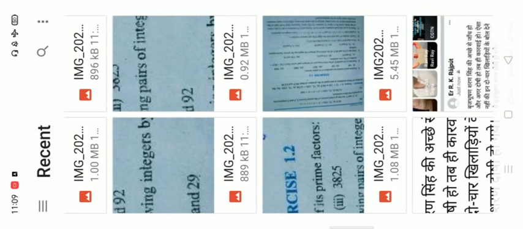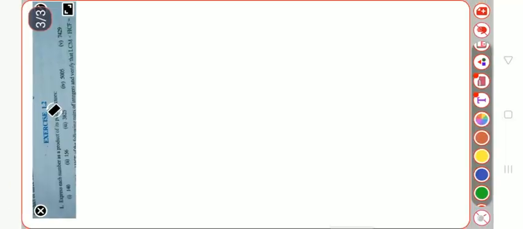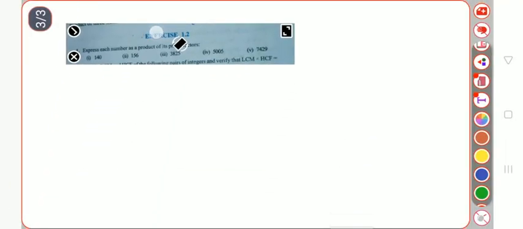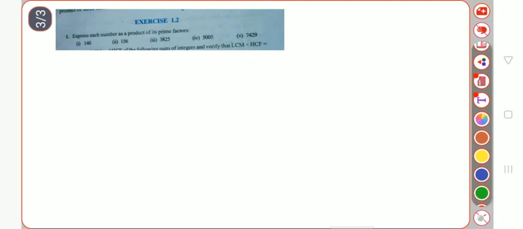Question number 1. What is question number 1? Question number 1 is saying express each number as a product of its prime factors. I think you have studied this in class 7th, 8th and 9th. Okay, so this is very simple.